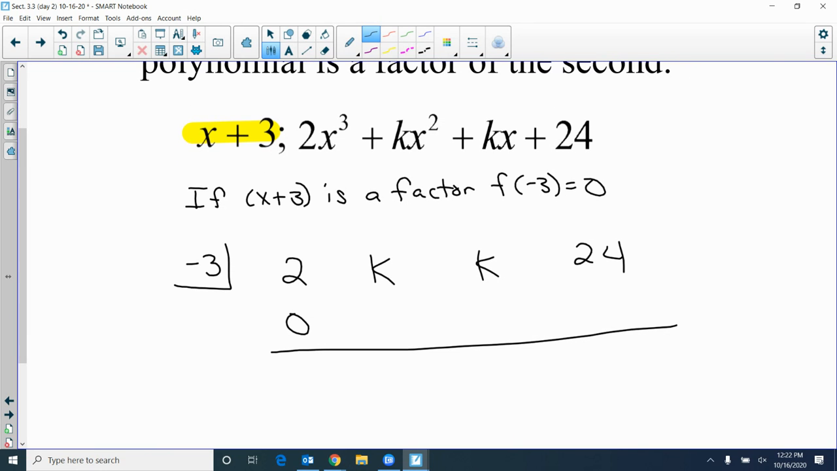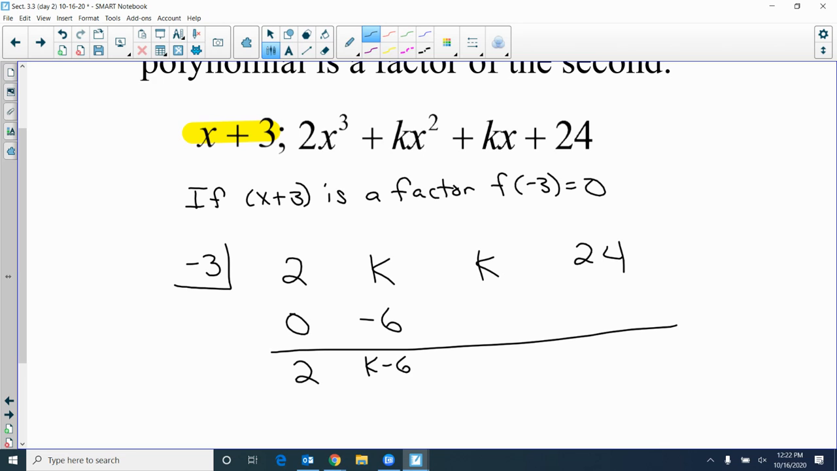All right, let's see what this is going to look like. Let's go through our normal steps. Add 0 plus 2, which is 2. 2 times negative 3 is negative 6. All right, now, what do I write? K minus 6. That's really all I can do. I don't know what k is. It's just represented as an expression.